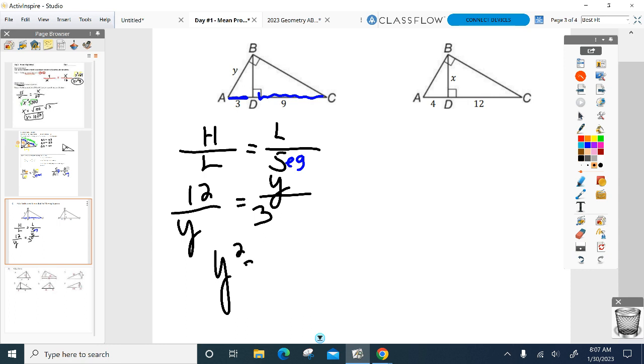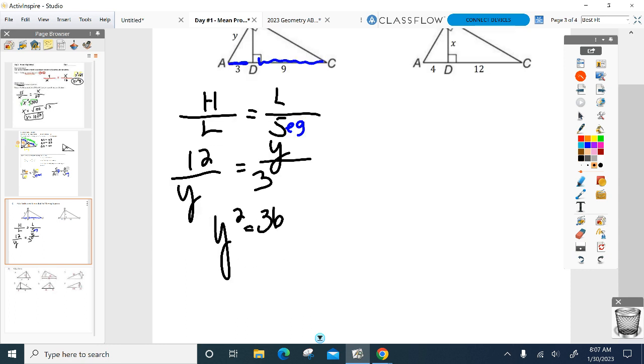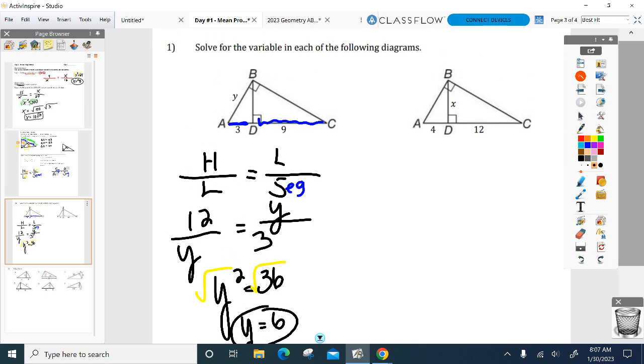Y squared equals 36. Take the square root of both sides. I don't need to worry about plus or minus here because it's a diagram. I can't put -6 in there. I can't have a negative side. So we're just going to have Y equals 6. Hills and SAS. Anything there you want to ask? Okay, let's go to the next one.